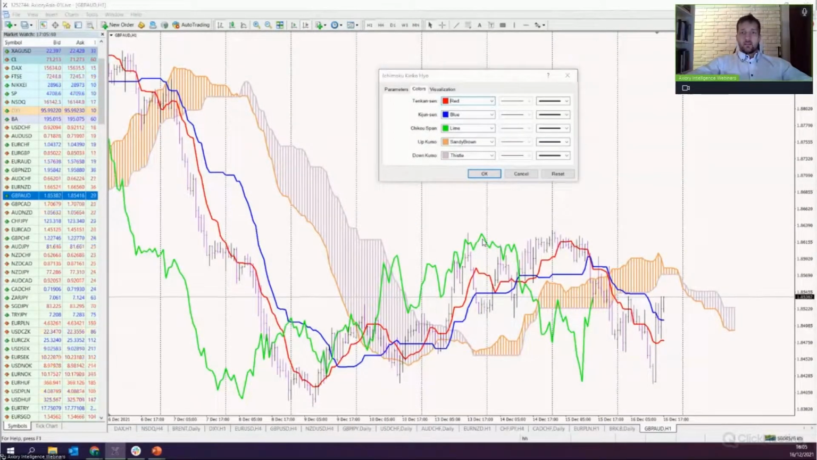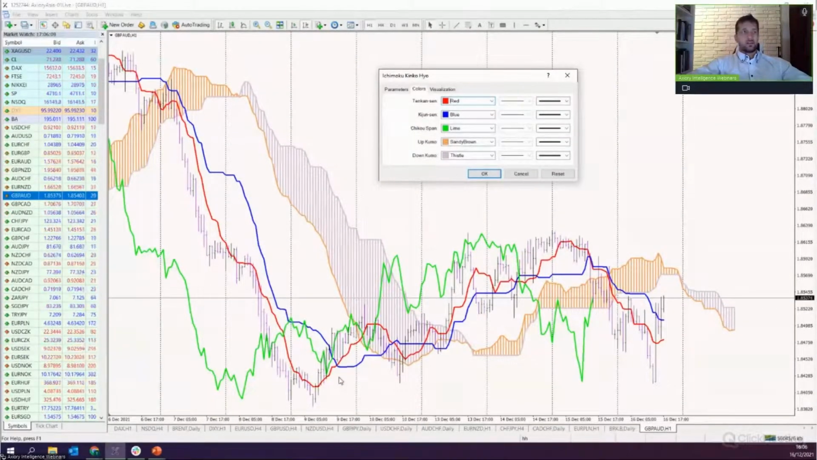So it makes sense. Now you have 9 periods here, you have 26 periods here on the blue line, and that's why this can be called a fast moving average, and this is a slow moving average.